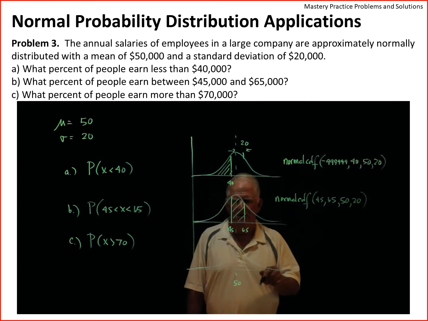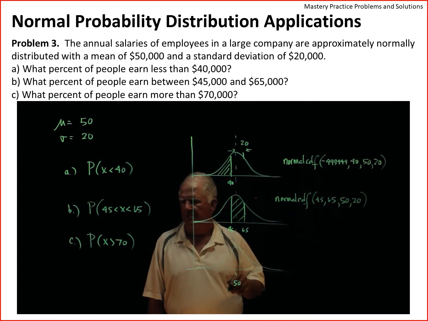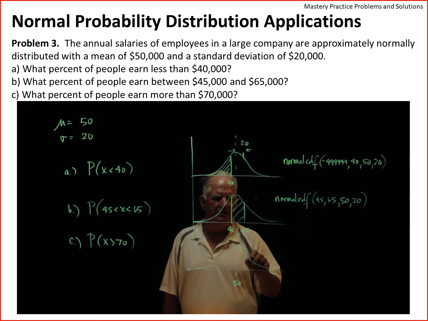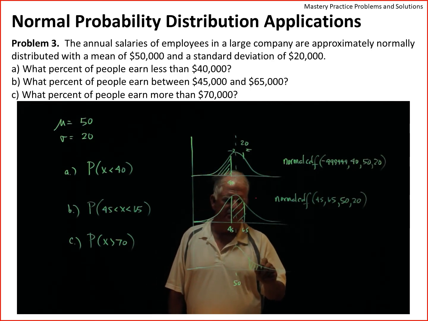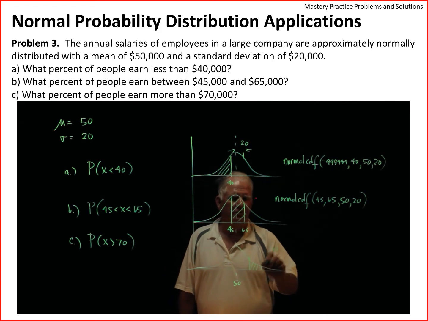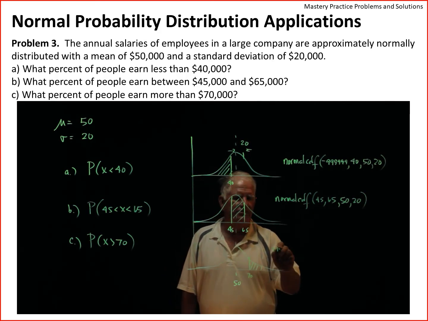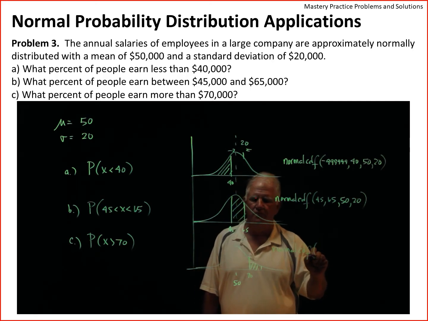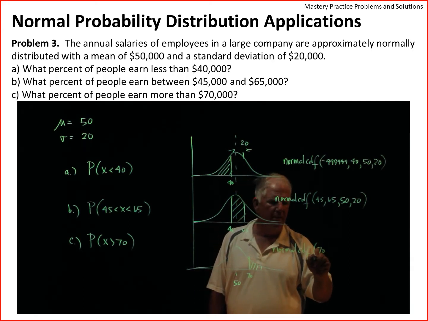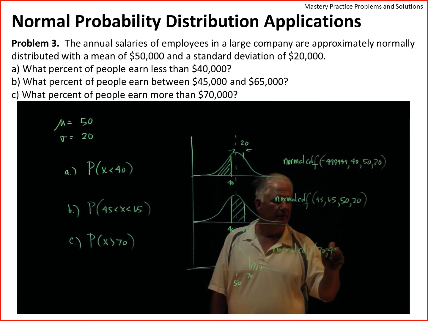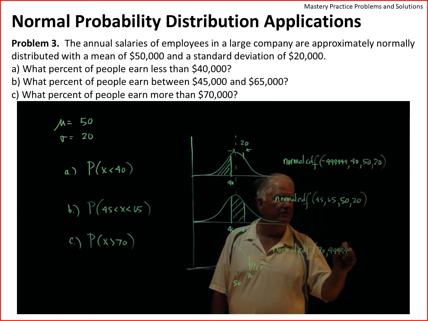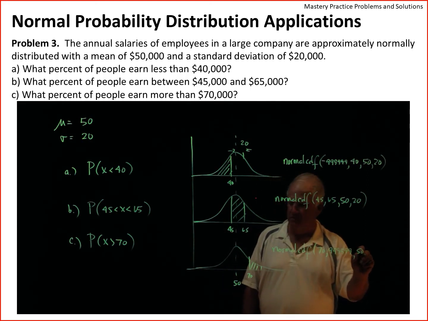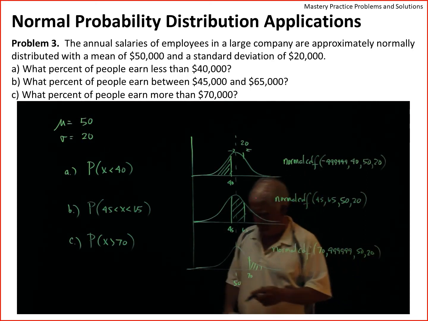And lastly, we're looking for employees who make greater than 70,000. That's this blank over here. This is the 70. This is normal CDF. 70 is the lower bound. Positive infinity is the upper bound. 50 and 20. Okay?